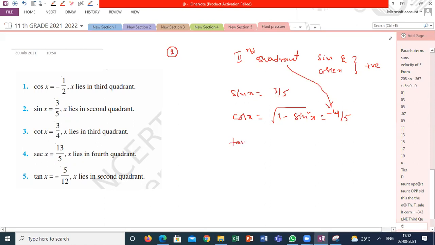So from here tan x is equal to how much? Minus 3 by 4, sir. So from here cot x is equal to? Minus 4 by 3, sir. So from here secant x? It is minus 5 by 4, sir. Cosecant x? It's 5 by 3, sir. Simple. So only one ratio I calculated. After that, using the relations, I easily found the others with signs. Yeah. The next one.